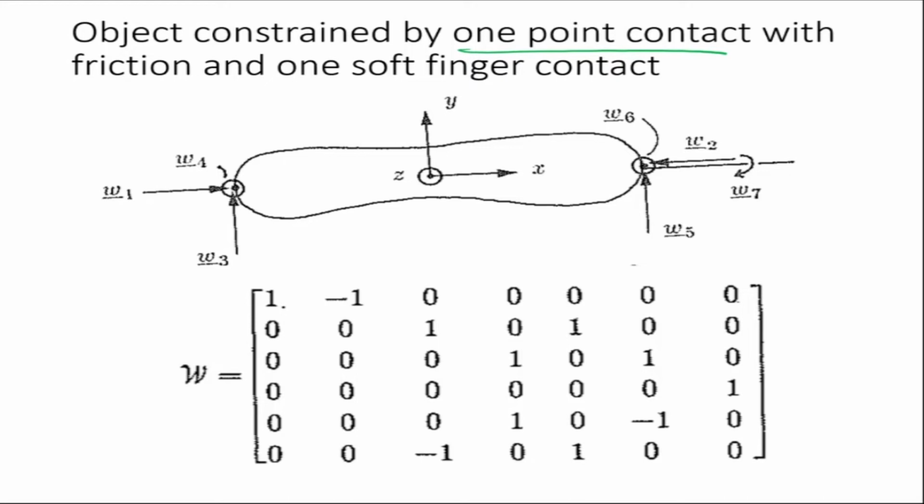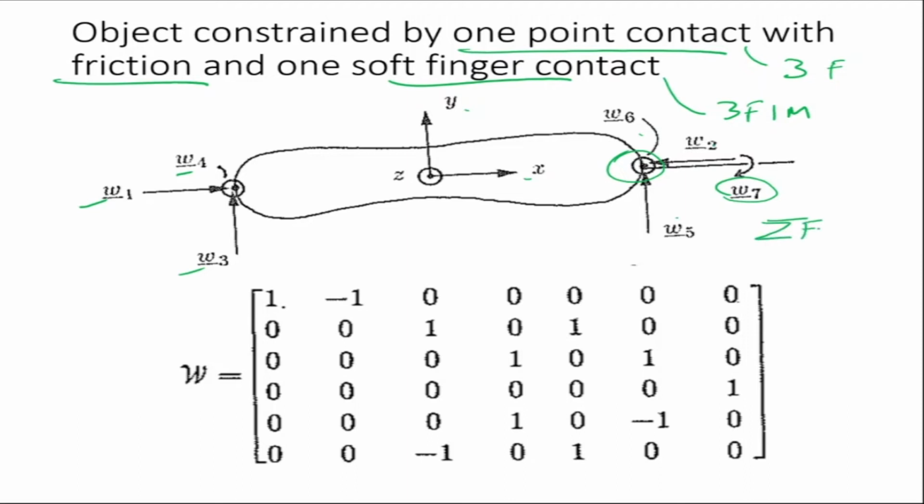Point contact with friction, you can apply three forces, right? So there is W1, W4, and W3. This is my x-axis, y-axis. Now if there is soft finger contact, here there are three forces plus one moment. So this is applying three forces, W5, W6, W2, and there is one moment, WM. In this case, this is my x-axis, y-axis. Now in order to solve this problem, we simply do sigma Fx equal to 0 and sigma M equal to 0 and write our equations.